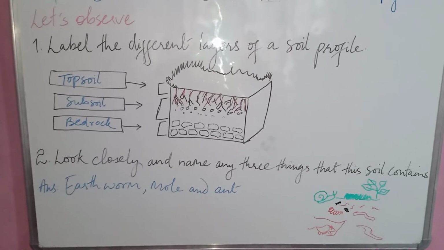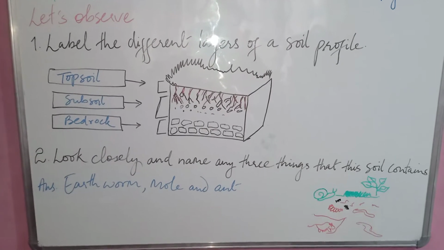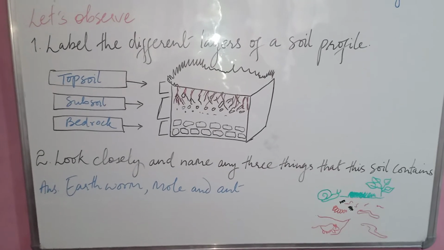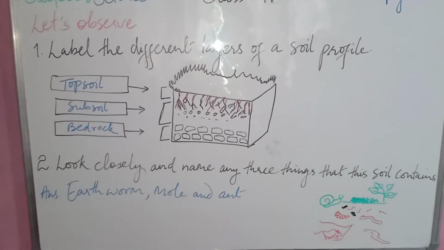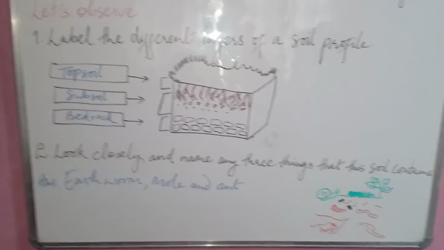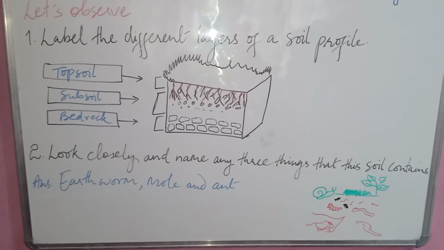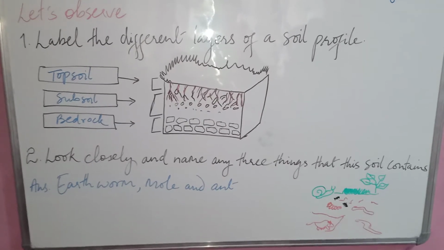Then we have question number 2. Look closely and name any 3 things that this soil contains. So look at the picture and name any 3. I have written here earthworm, mole and ant. Okay.